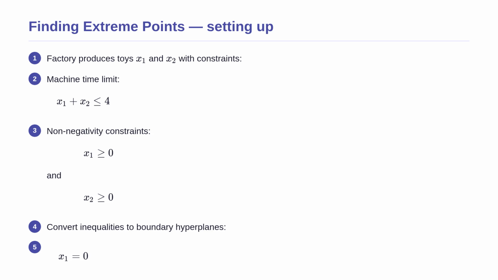Now that we know how to draw a single hyperplane, let us find the extreme points for a complete system of constraints. Imagine a factory producing 2 types of toys. We have a machine time limit and we cannot produce negative toys. To find the extreme points of our allowed production area, known as the feasible region, we must treat our inequality constraints as strict equalities. This turns them into three boundary hyperplanes: the vertical axis, the horizontal axis, and the machine capacity line. These walls will define our shape.